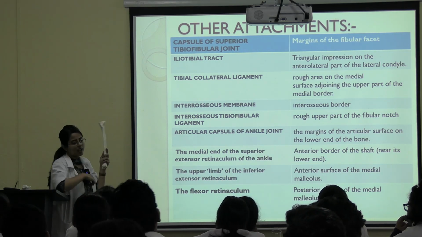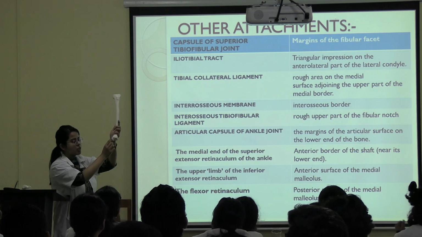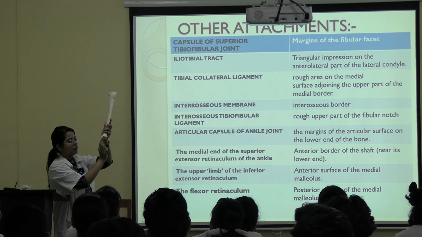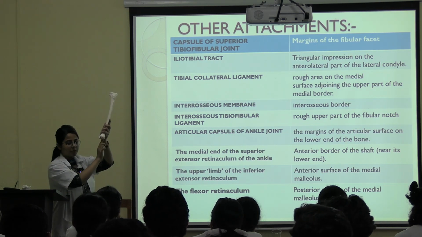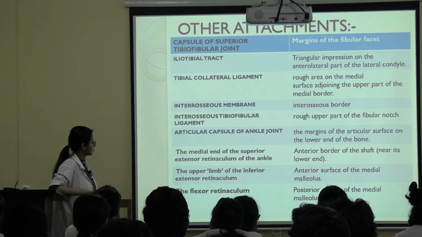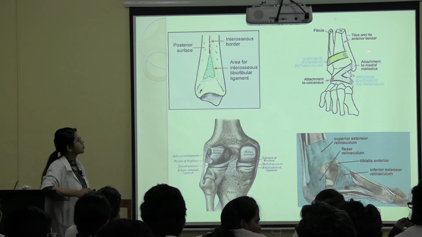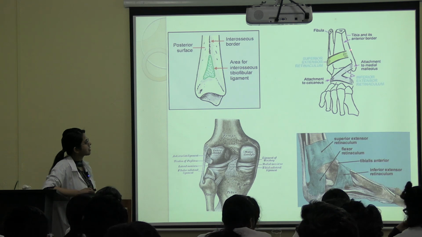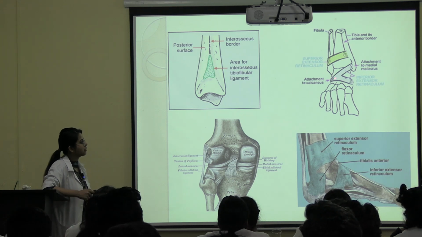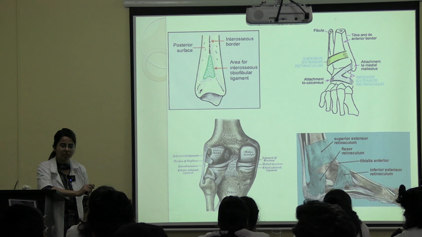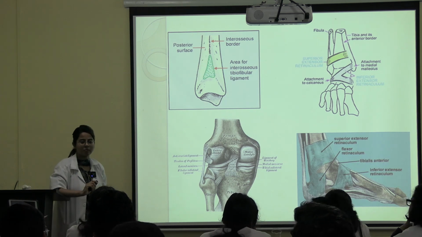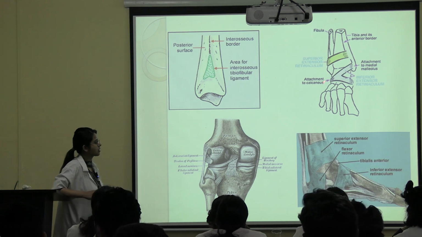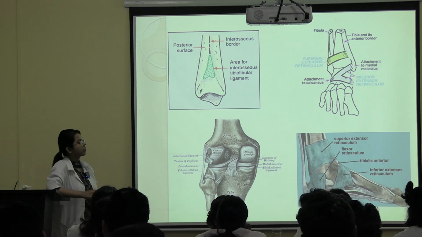Okay, articular capsule for knee joint. This part is taking part in formation of the knee joint, so it will be present at the margin of this lower end. Capsule for ankle joint. Now, this is the superior extensor retinaculum and this is the inferior extensor retinaculum. Okay, retinaculum, now clear, deep fascia.